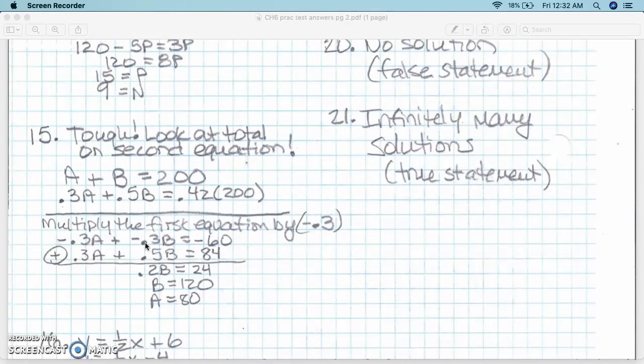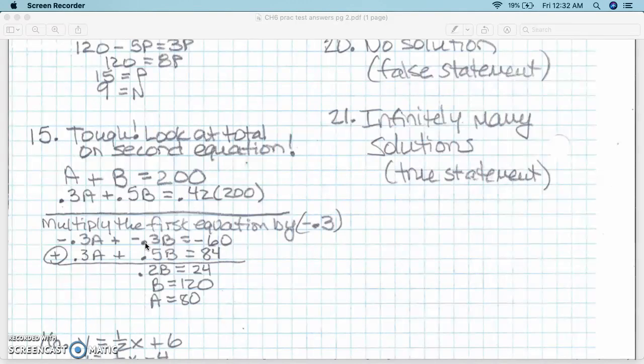So for number 15, if I have one solution that's 30% insecticide, a second solution that is 50% insecticide, and I want to combine those two solutions in a way to get 200 liters of a new solution that is 42% insecticide. So the first one, as I've told you, is almost always variable 1 plus variable 2 equals sum total. So that's what we have here. A is the number of liters of solution number 1 plus B, the number of liters of solution number 2, and that has to equal 200.